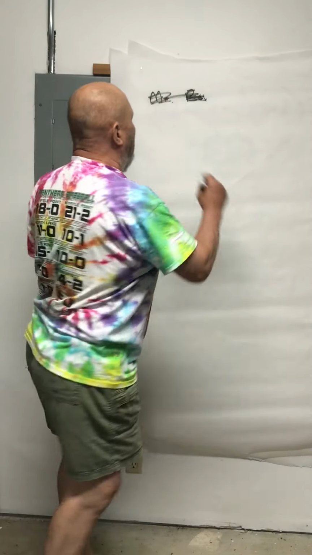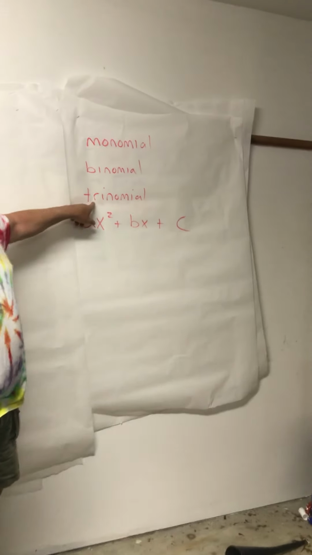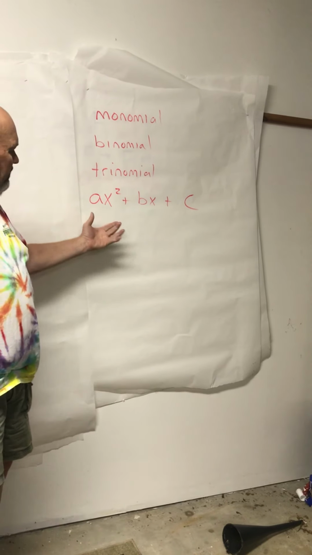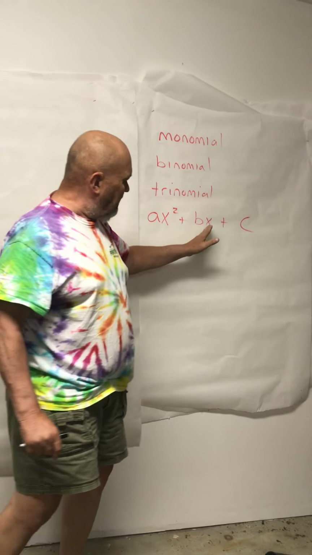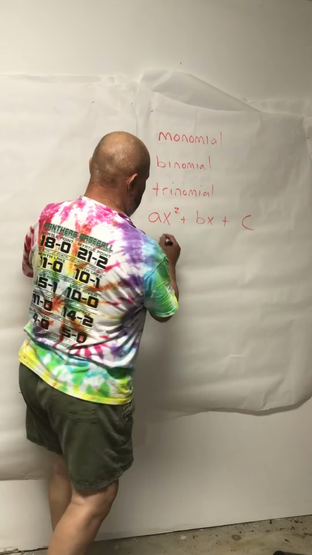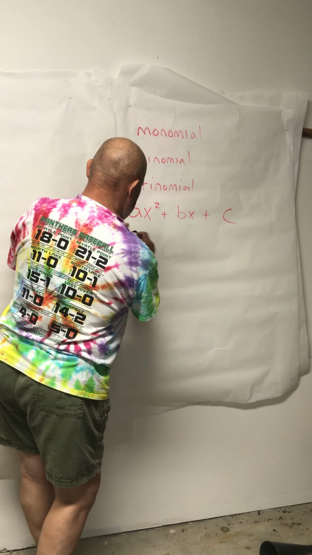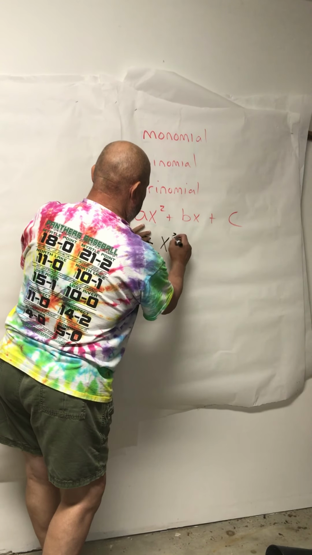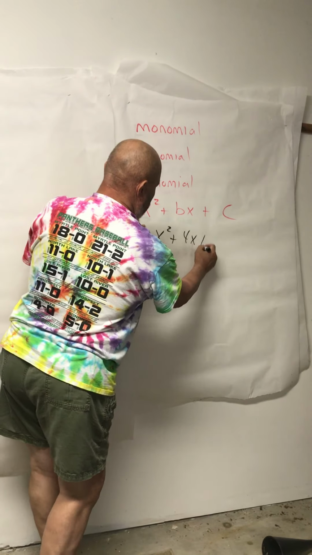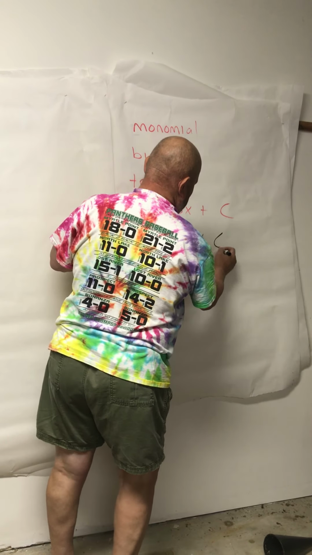Okay, this goes with video online 6, 7, and 8. This is called factoring. What we're doing is factoring trinomials. A trinomial means there's an x squared, an x, and a number. You would see something that looked like this: x squared plus 4x plus 6.